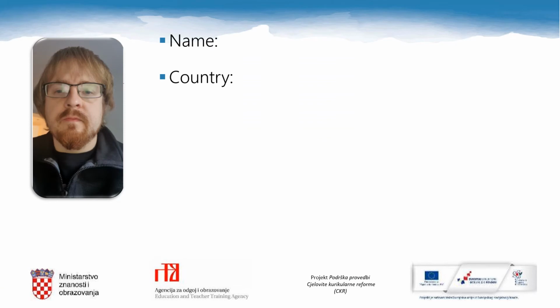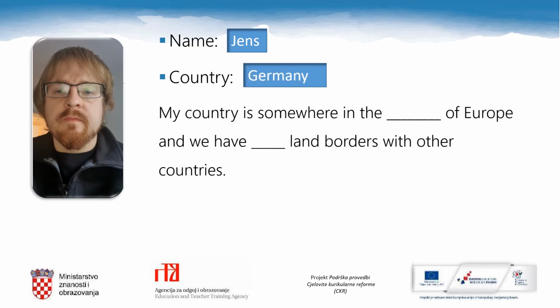His name is Jens. Where does he come from? He comes from Germany again and says, my country is somewhere in the middle of Europe and we have how many? 9 land borders with other countries.